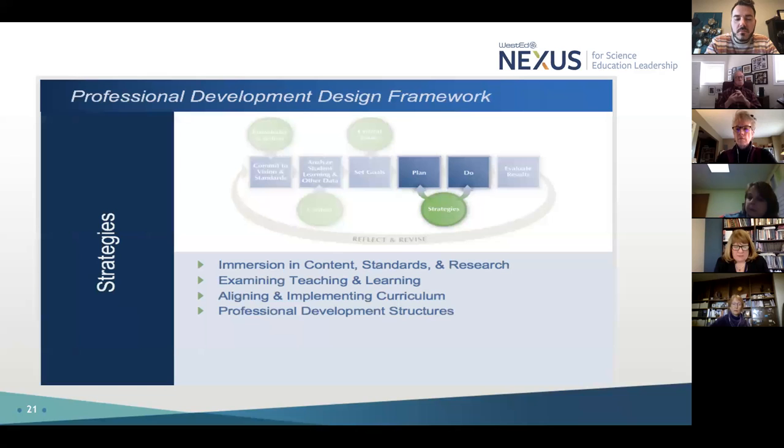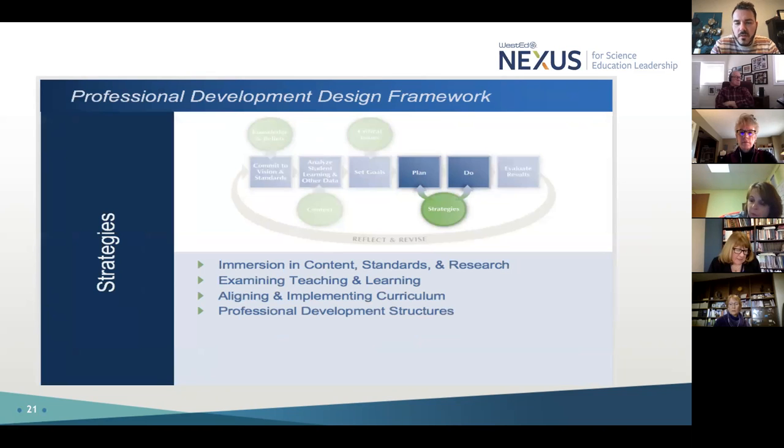Teachers should have the opportunity to learn the science content in a supported environment where they can feel comfortable and develop their own efficacy in that area. But that alone is not going to get us to the deep use of three-dimensional learning that we're after. We need to also build structures and strategies to support teachers to examine teaching and learning in regular ways.